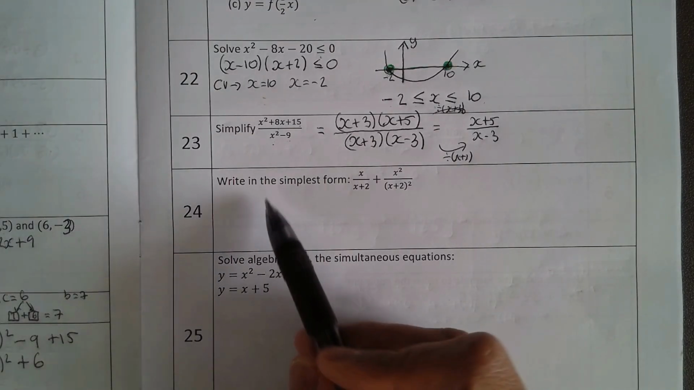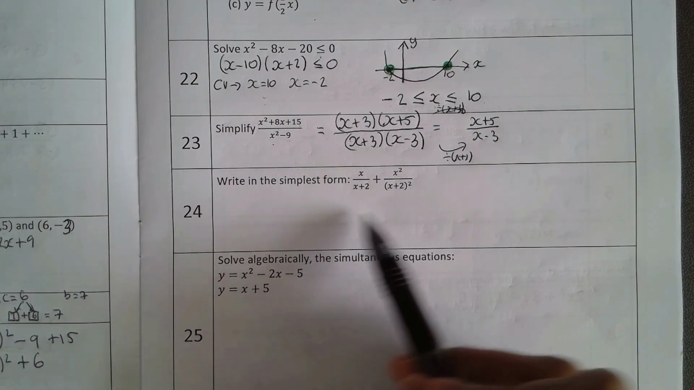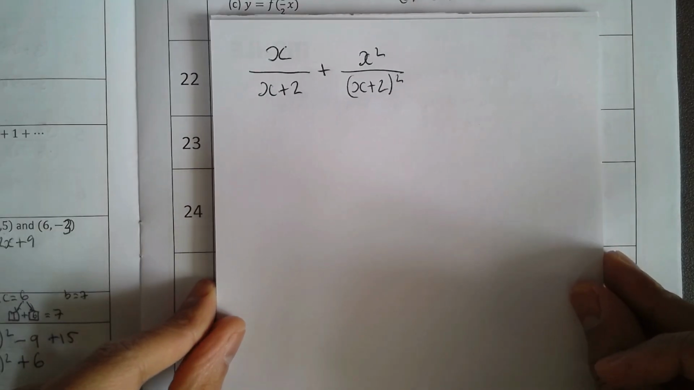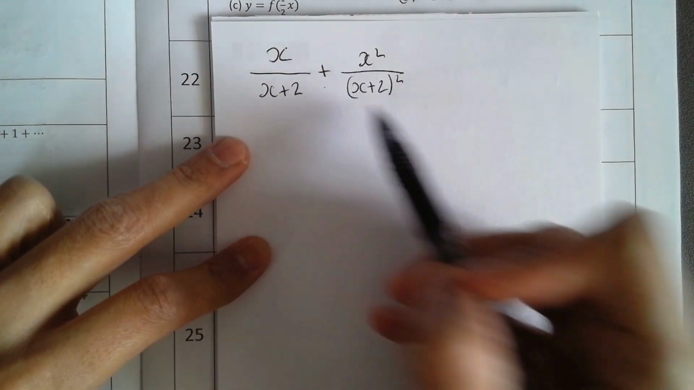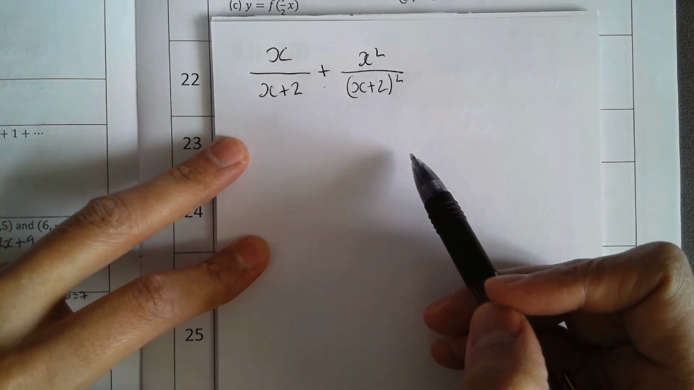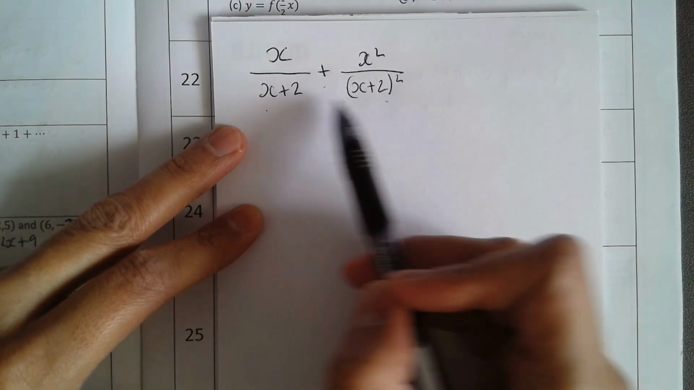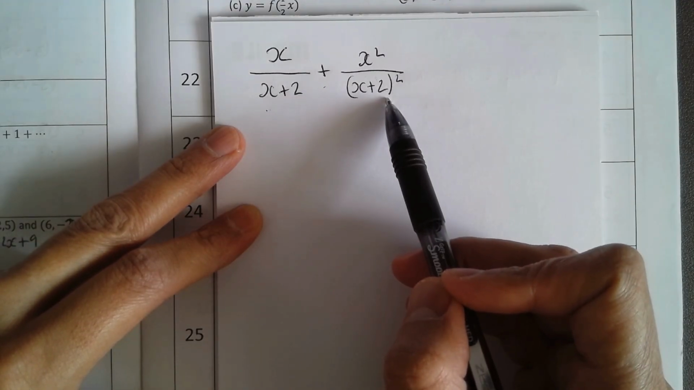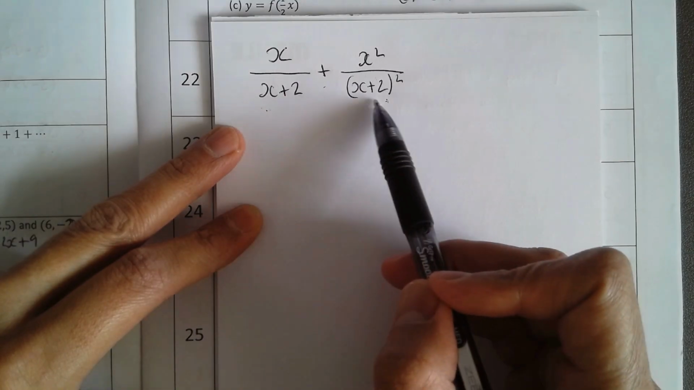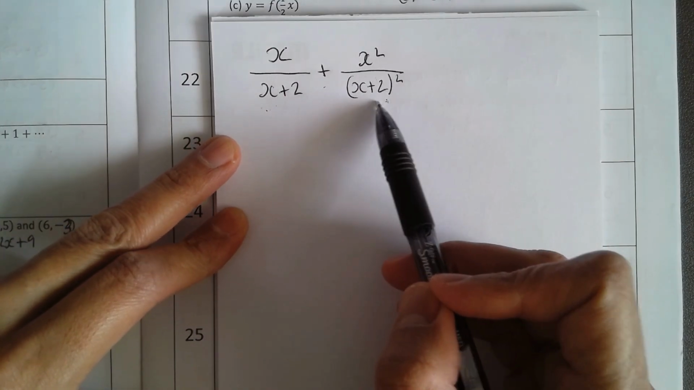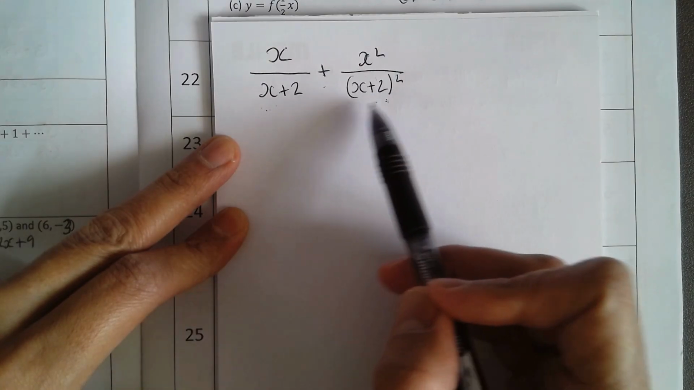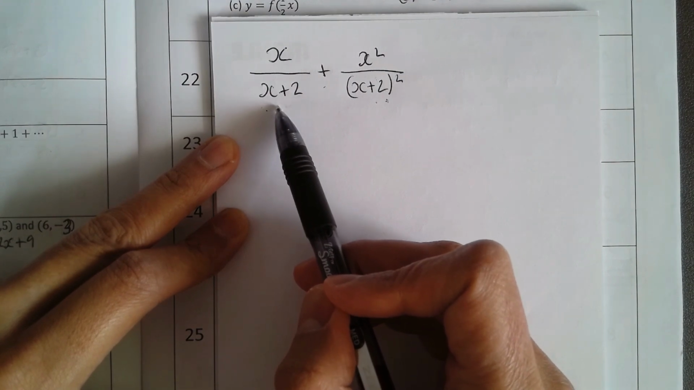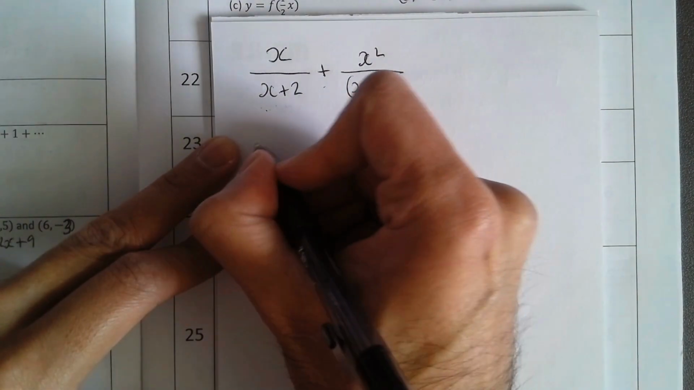Okay, question 24, I want to write this in its simplest form. Now I don't think I've got enough space to do that here, so I'm just going to do it over here. Okay, so I've got x over x plus 2 plus x squared over x plus 2 all squared. Okay, so in order for me to add these together, I need to have a common denominator. Okay, so I need to find the lowest common multiple of both of these, and I think the lowest common multiple is going to be x plus 2 squared. I've already got it on that one, so I just need to get it on that one, and the way that I'm going to achieve that is by multiplying that by x plus 2 squared. Sorry, by x plus 2.